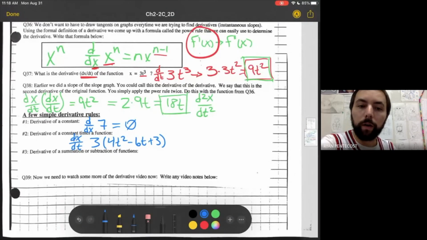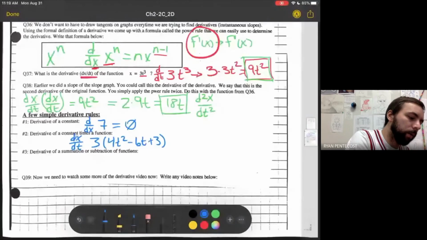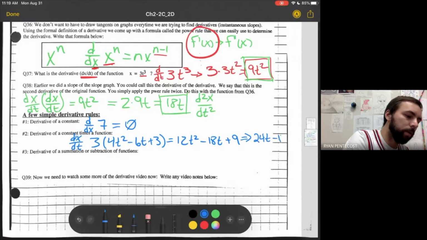One way that you could take the derivative of that is called the chain rule, which we will go over later. Chain rule really isn't just a constant. Chain rule is more of a function within a function, but we'll do that later. If you have a constant times a function, what you'll do is multiply the constant through and then take your derivative. So that would be 12t squared minus 18t plus 9. Okay. And then if we take the derivative of that, you get 24t minus 18.